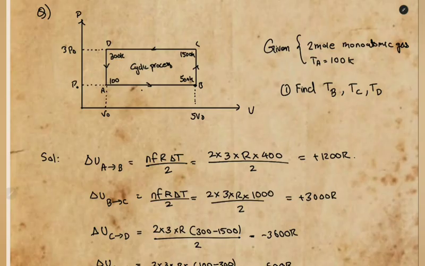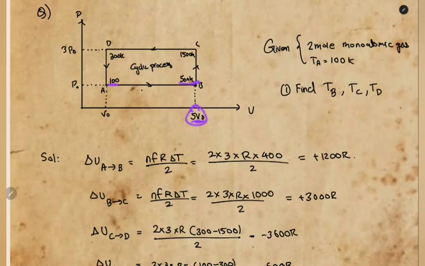Let's say this is a cyclic process. Given 2 moles of monoatomic gas, the temperature T at A will be 100 Kelvin. Find the temperature at B, at C, and at D. We have done this already. If this is 100, this will be 5 V naught, so 5 multiplied by 100 Kelvin. This is not how we calculate.